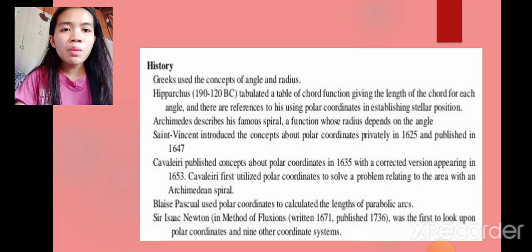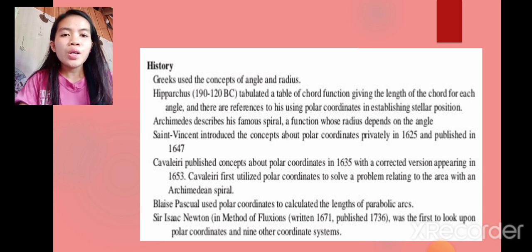Archimedes described his famous spiral, a function whose radius depends on the angle. Saint Vincent introduced the concept of polar coordinates privately in 1625 and published it in 1647.